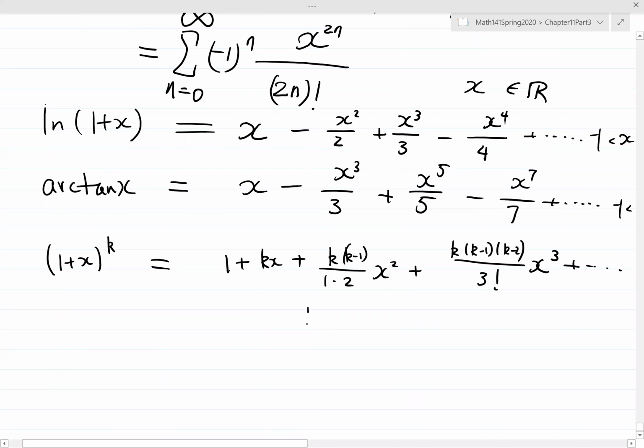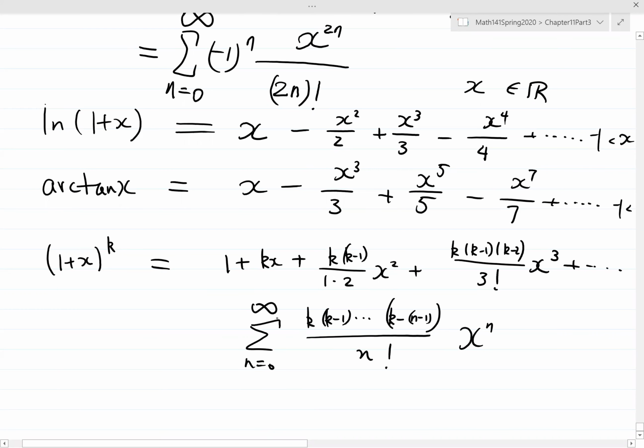So the general term is k(k−1)…(k−n+1) x to the power n over n factorial, n from 0 to infinity. Here x is bounded by 1. It converges if |x| < 1.